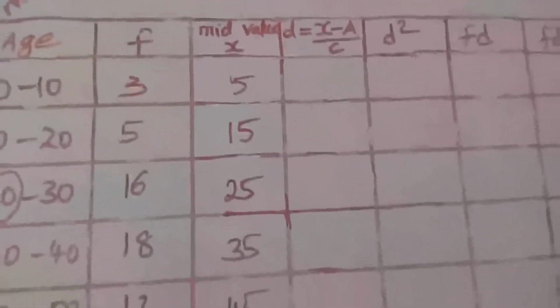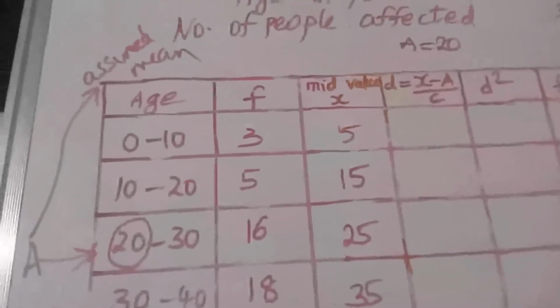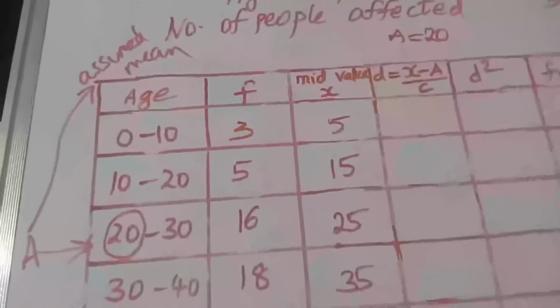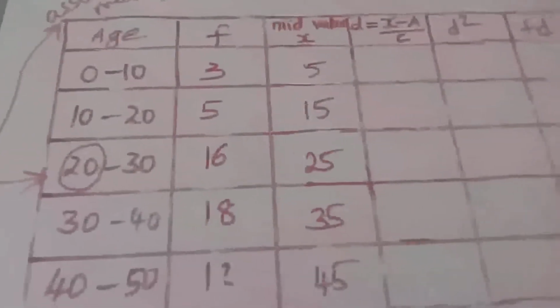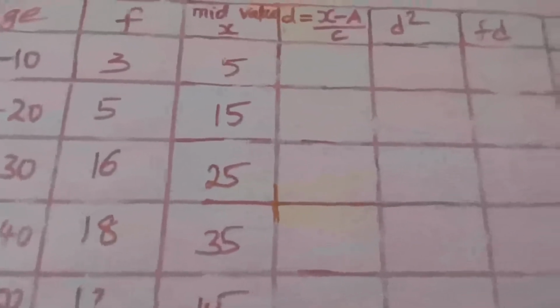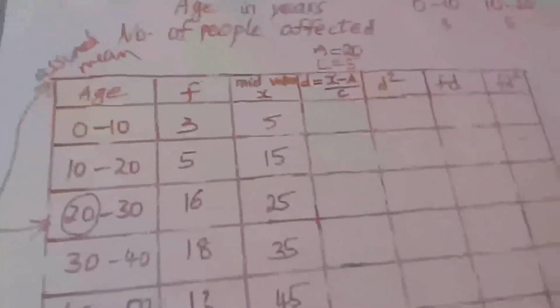So the a value is 20, then the c value. What is the mid value here? Here it is 5, then 15, 25, 35, 45, 55 and 65. So the mid value, 0 plus 10 by 2, so 10 by 2 is 5. Here I am going to consider this c value as 5. So again we are going to substitute that c value here. So c equal to 5.